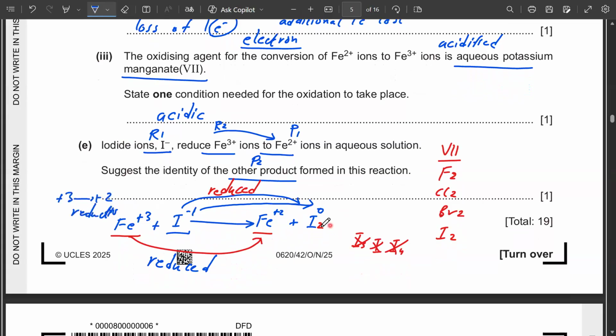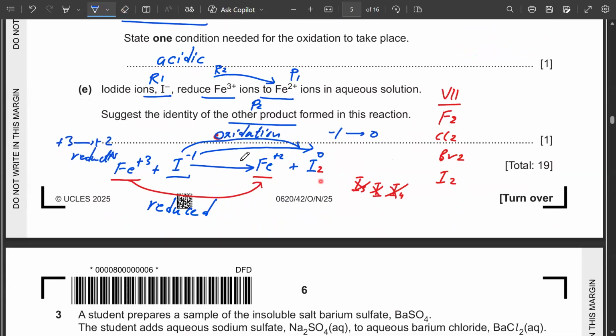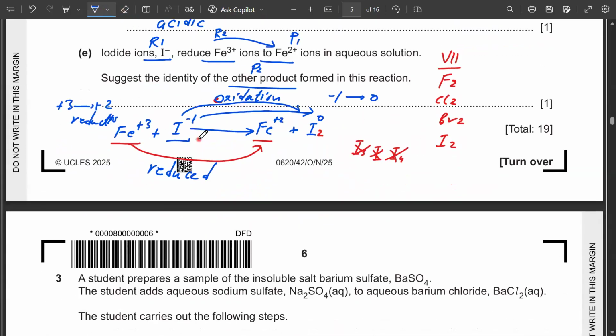Then I2 is showing the oxidation from -1 to 0. It shows oxidation. For iodine, it is from -1 to 0. This is oxidation. In this way, we have completed the Q&A.